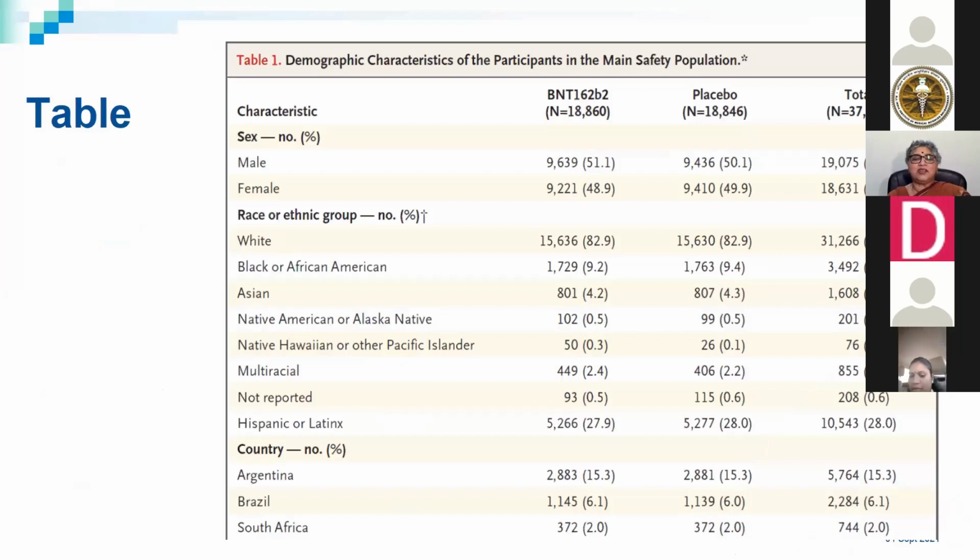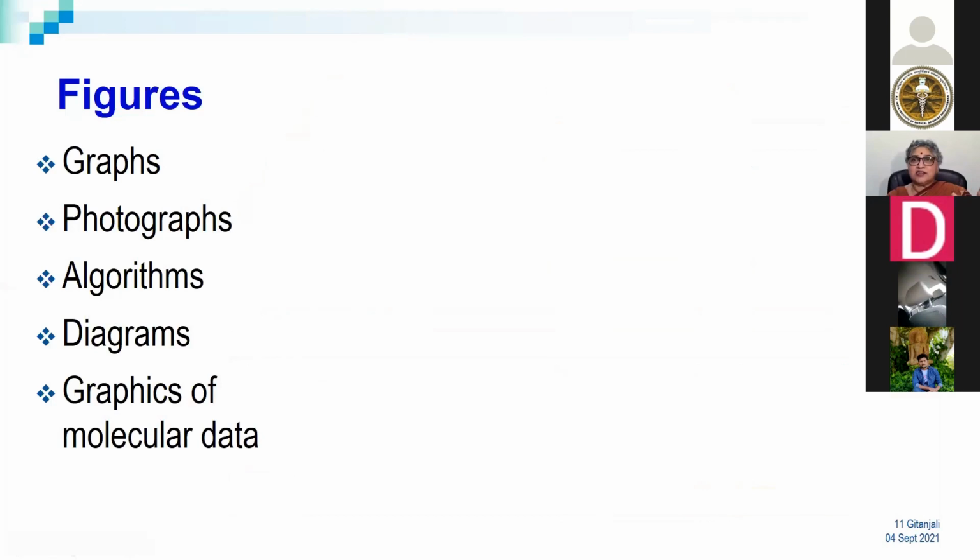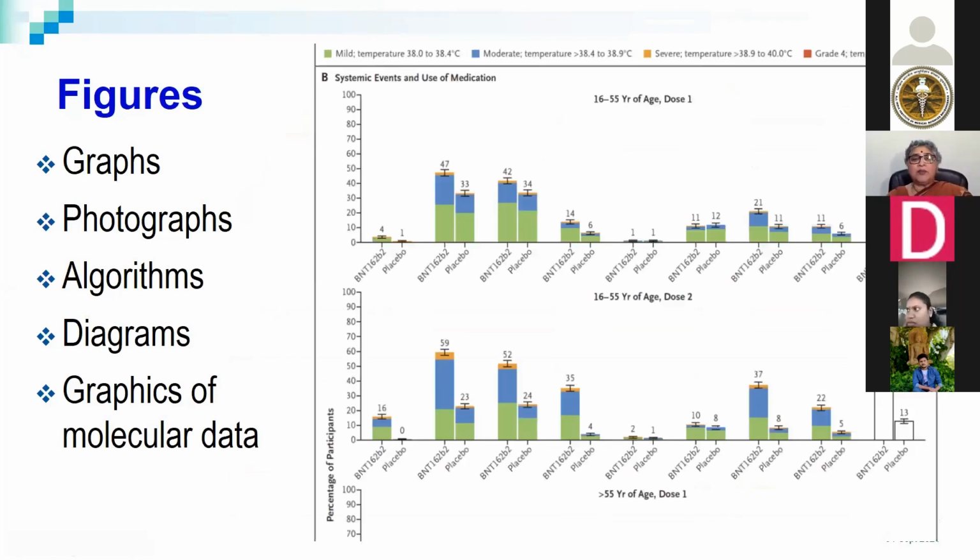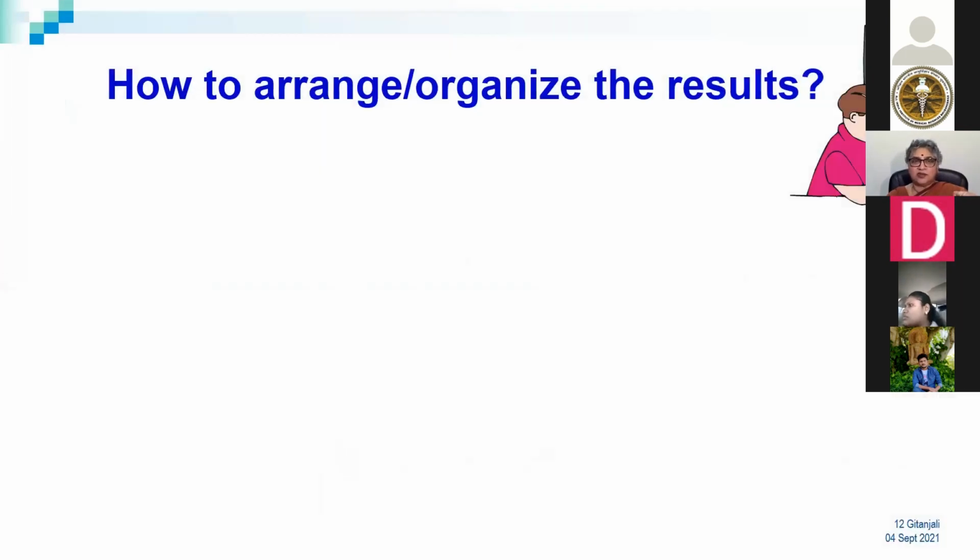So tables, can you see? There's the first table, where they have described the demographic characteristics. And then there can be figures. Figures can be anything. It could be graphs, photographs, algorithms, diagrams, or graphics relating to molecular data, some kind of crystallographic structure, histology, photographs, photomicrographs, or anything like that. Okay, so figures could be anything. In this same paper, these were some of the graphs which we found. So text, tables, and figures, these are the three ways in which you will always display your results.